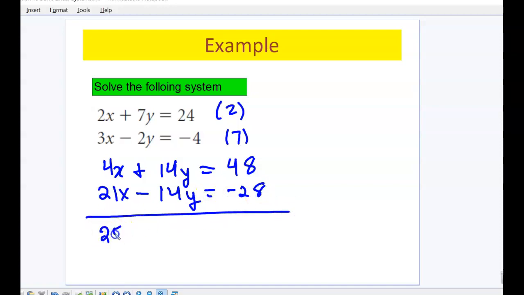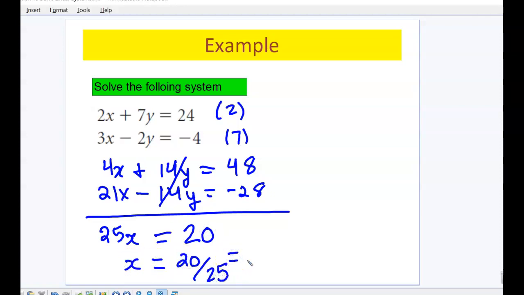So adding these up, I get 25x. The y's cancel, and I'm going to have 48 take away negative 28, and that's going to end up being 20. If I divide both sides by 25, I get x is 20 over 25, which reduces to 4/5. So now I have my x coordinate, so now I need to find my y coordinate.